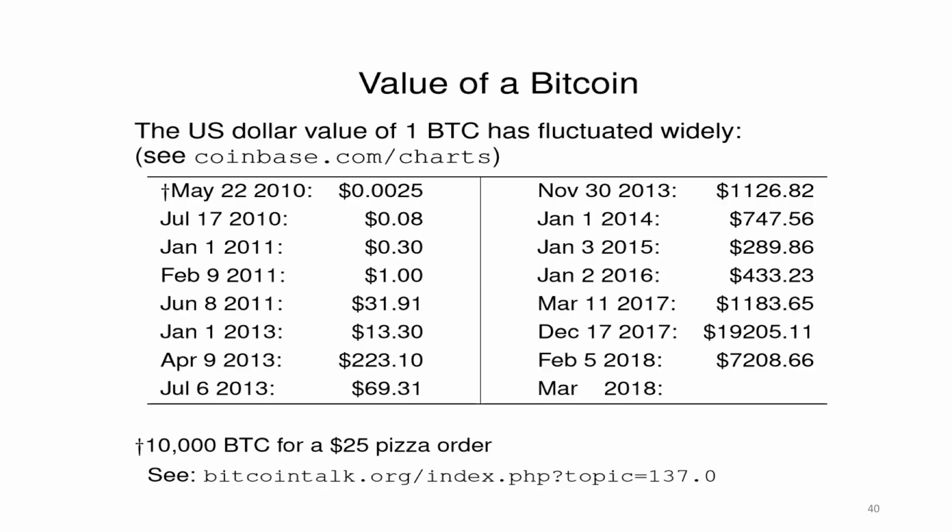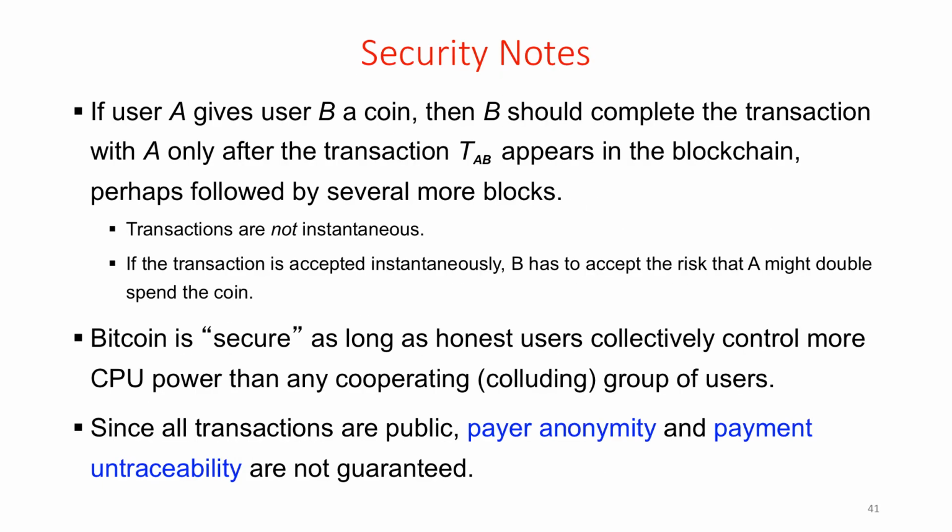Well, the value of Bitcoin has huge fluctuation. It went from 25 cents, when somebody bought pizza in 2010, to almost $20,000, and now it's $7,000. So it's all speculative. I'm going to skip security notes.